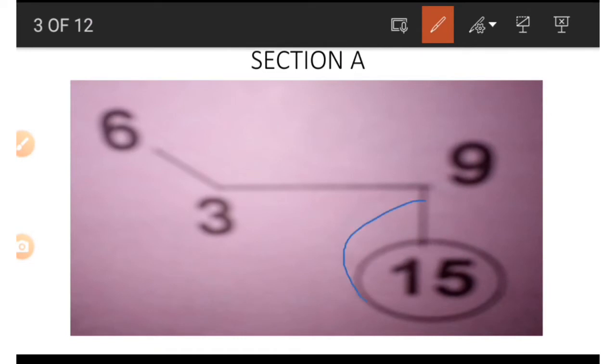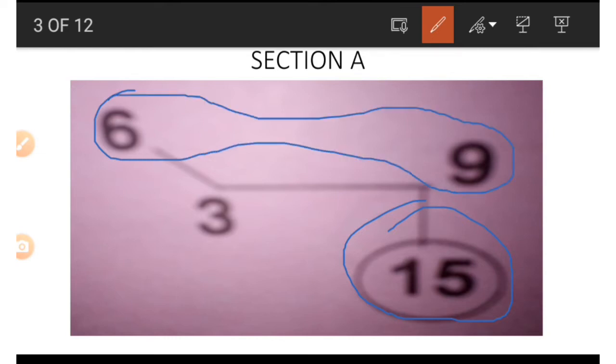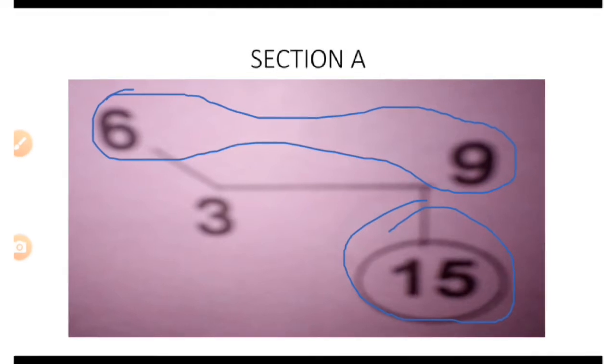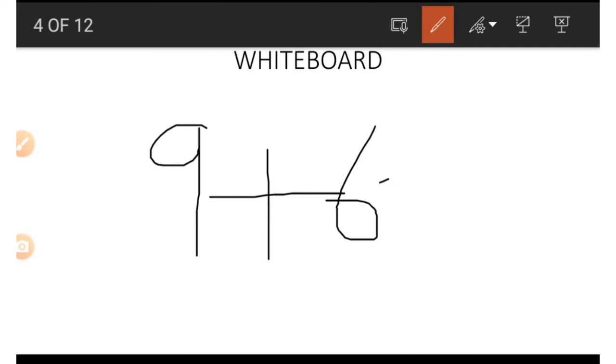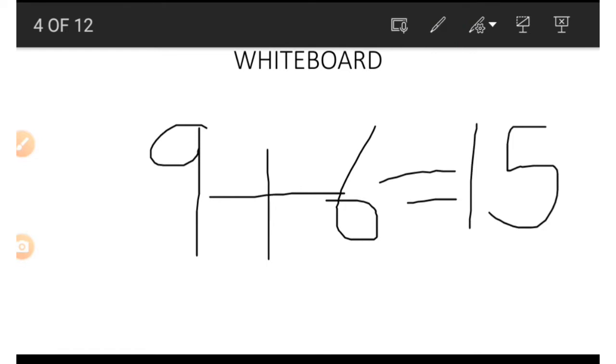For example, to get 15, what do we need to do? We look at 6 and 9. What our mind tells us is that when we add them up, we will get 15. So to get the number in position of 15, let's go to the board. We add the 9 to the 6, and what we get is 15. Alright, it's as simple as that. Let's look at another number.